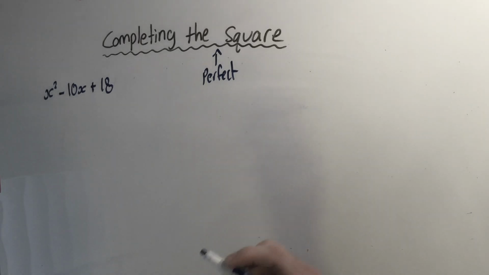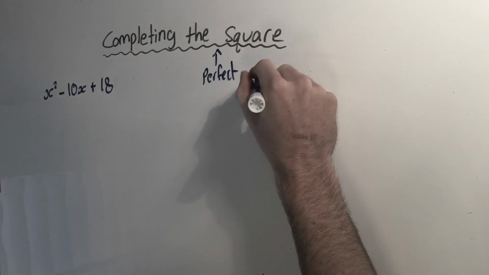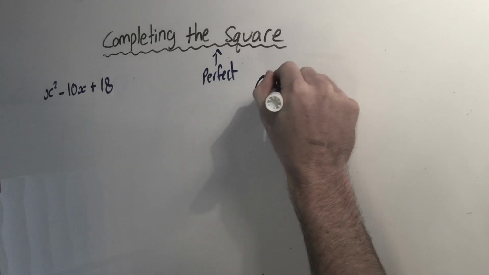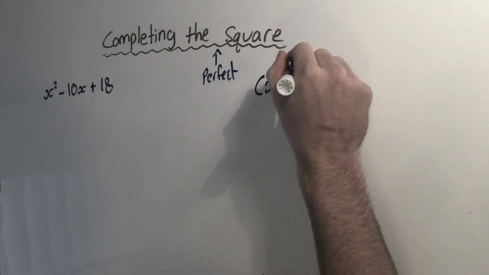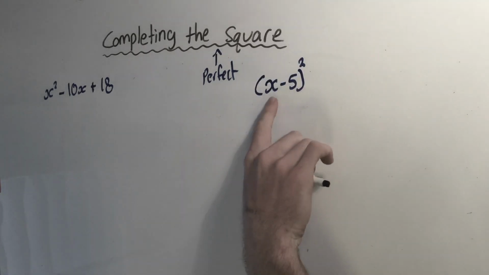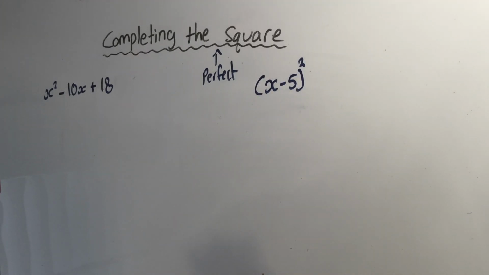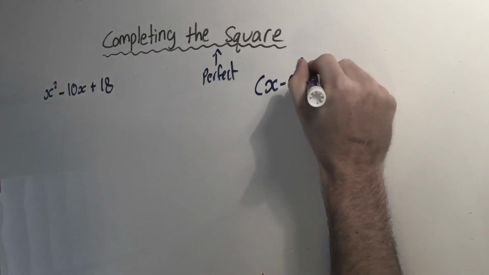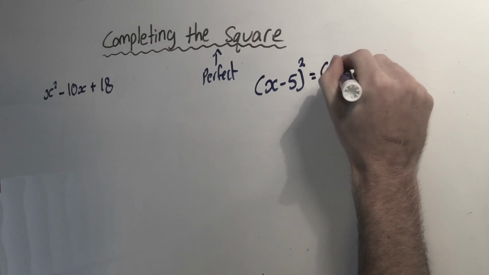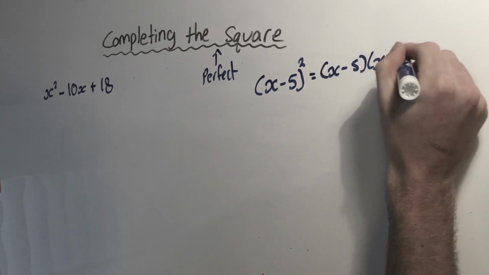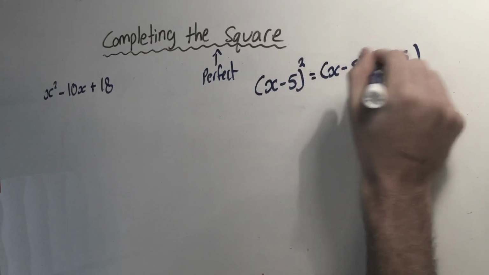So let's see what a perfect square means. Say we had (x - 5) squared. That's a perfect square: two terms in a bracket with a square outside. And we know that if we did the long way to expand it, we would be getting (x - 5) times (x - 5), because it is the bracket squared, the bracket times itself.